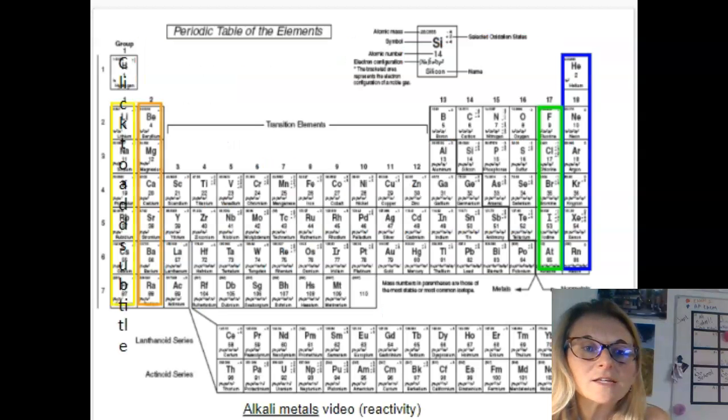So here is a picture of the periodic table, and we can see we have our alkali metals in yellow, alkaline earth metals in orange, halogens in green, noble gases in blue, and then here's this staircase of metalloids. To the left we have metals, to the right we have nonmetals.